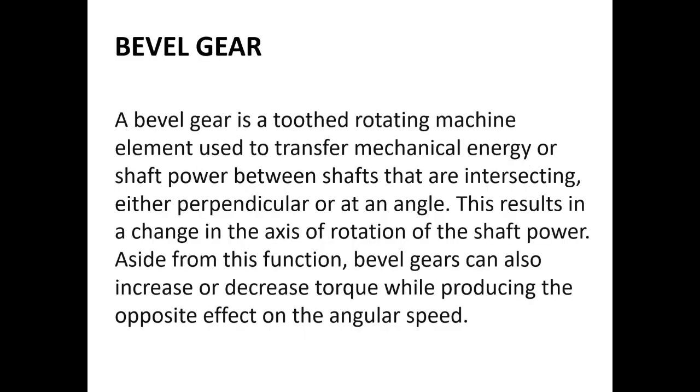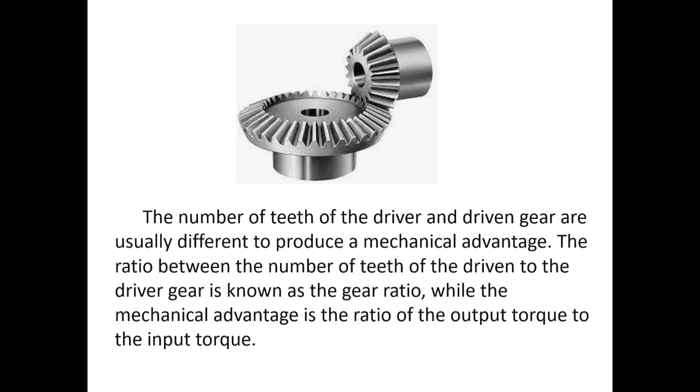Next, bevel gear. A bevel gear is a toothed rotating machine element used to transfer mechanical energy or shaft power between shafts that are intersecting, either perpendicular or at an angle. This results in a change in the axis of rotation of the shaft power. Aside from this function, bevel gears can also increase or decrease torque while producing the opposite effect on the angular speed. This is the bevel gear.